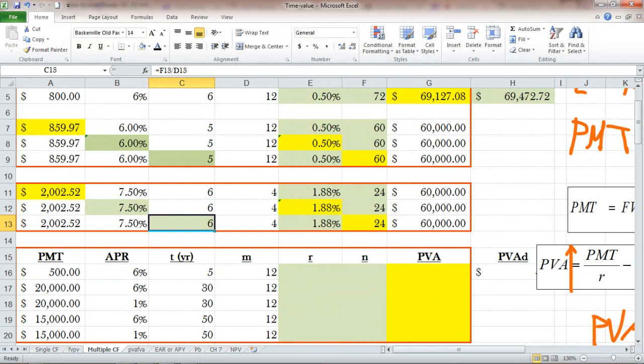So everyone got the same result? Let me know if you got anything different, or if you're still having a problem, let me know. No problem so far?